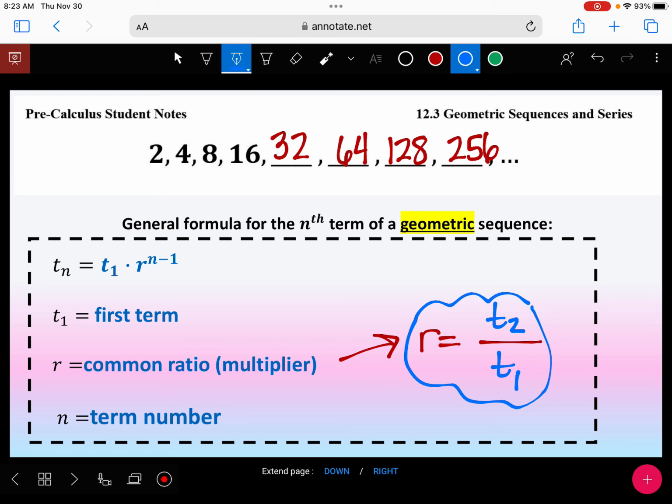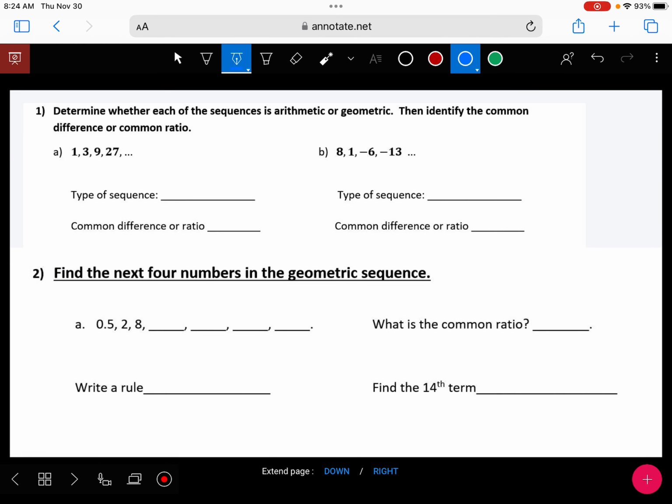All right, anybody need more time to copy down the formulas? All right, let's go ahead and get started. So let's look at number 1. The first thing we need to do is figure out if it's arithmetic or geometric. Then we need to identify the common difference or common ratio.